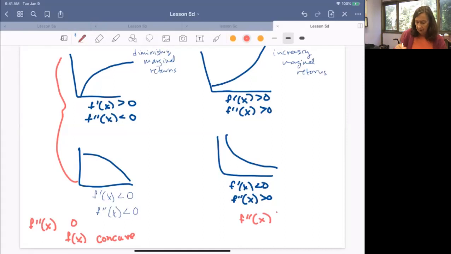Let's go back, do it correctly. The second derivative on this side of the board is negative, and I did, in fact, write the right word here. A negative second derivative goes with a concave function. Just defining the term concave, that's what it means mathematically. And the positive second derivative is a convex function.